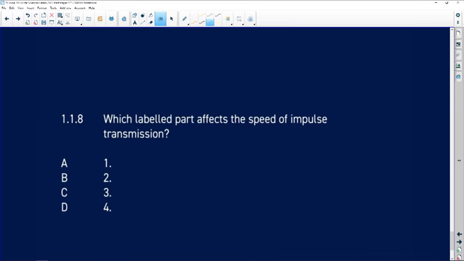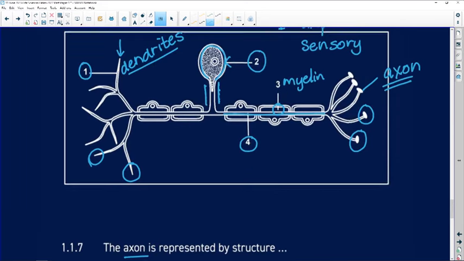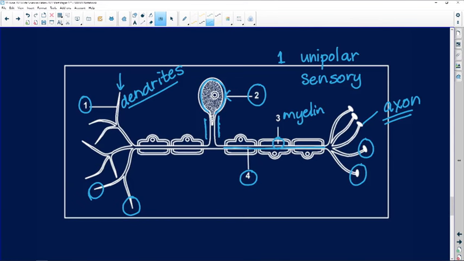1.1.8, which labeled part affects the speed of impulse transmission? Going back to our picture, we've already spoken about it, the myelination with these little nodes of Ranvier or little gaps in between the Schwann cells helps to cause our propagation of the impulse to jump from node to node, which makes it much faster.